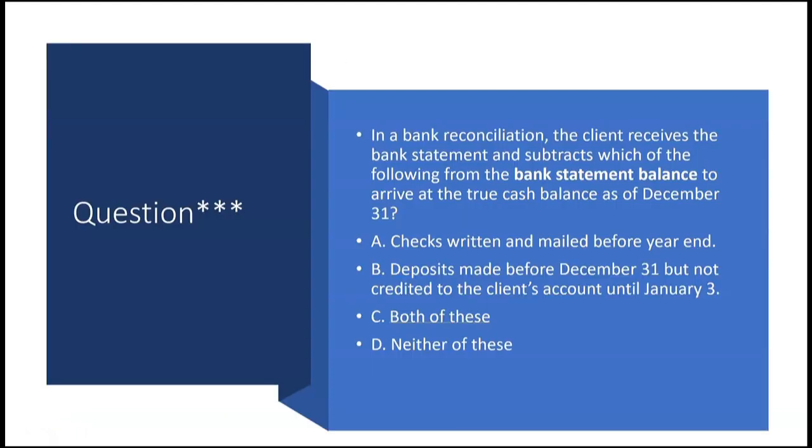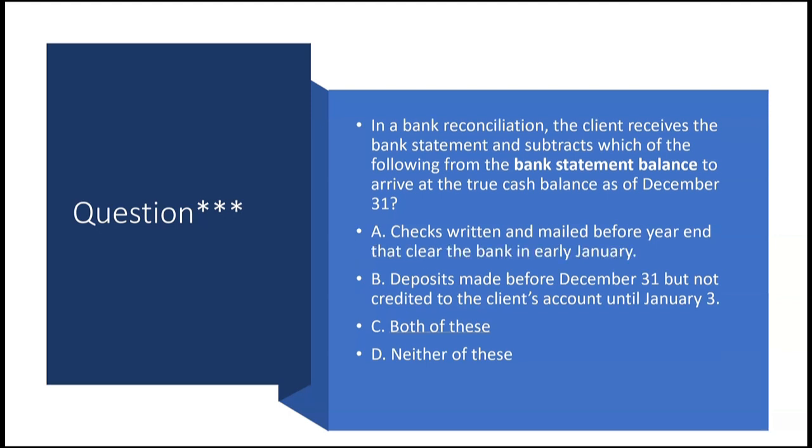All right, how about this one? In a bank rec, the client receives the bank statement and subtracts which of the following from the bank statement balance to arrive at the true cash balance as of December 31st. This time we're looking for what gets subtracted not from the books, but from the bank statement balance.